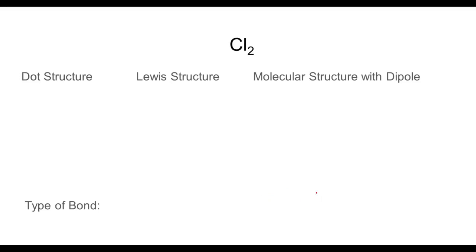Let's do another example. In this case, I have two chlorines. So both chlorines have the same electronegativity, so I know that in this tug of war, one is not going to be stronger than the other. Based on the periodic table, I also know that each chlorine has 7 valence electrons. Remember, chlorine has 3 shells, and so in its outer shell, it wants to get 8 valence electrons.